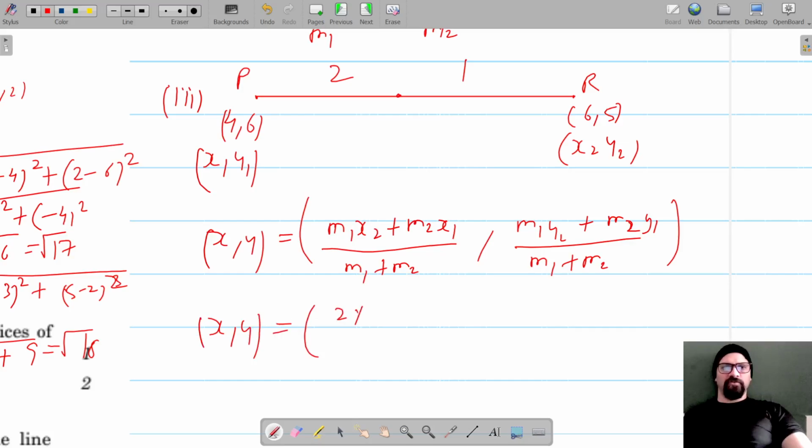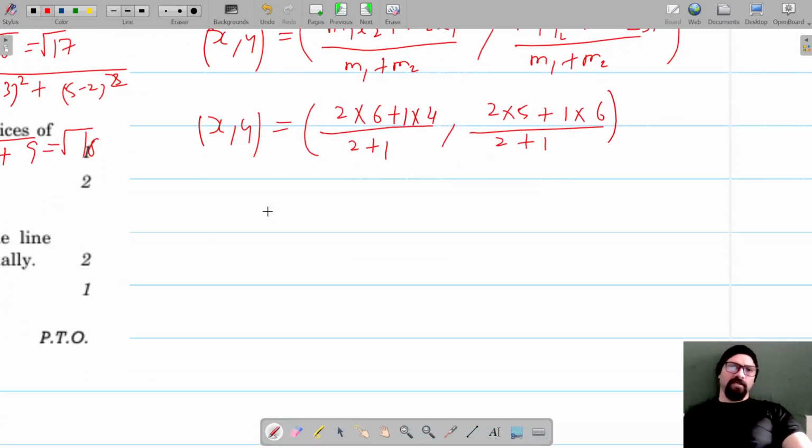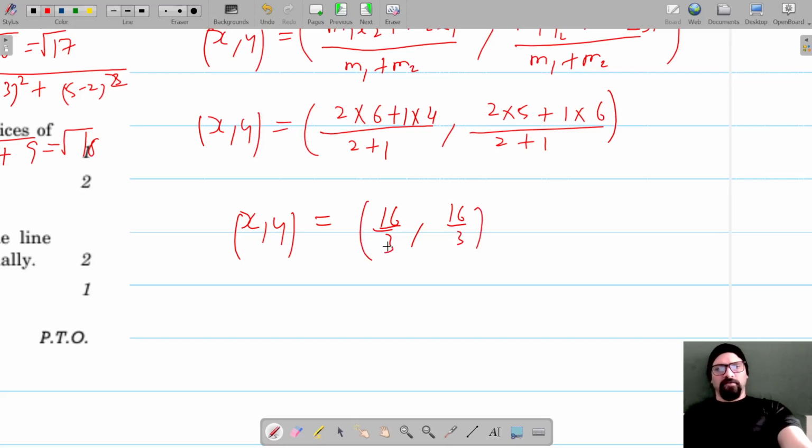Now m1 is 2 and x2 is 6, m2 is 1 and x1 is 4, upon 2 plus 1. And m1 is 2, y2 is 5, plus m2 is 1, y1 is 6, upon 2 plus 1. Now this gives us (x, y) equal to 12 plus 4 is 16 by 3, and 10 plus 6 is 16 by 3. So we have the coordinates (16/3, 16/3) of the required point.